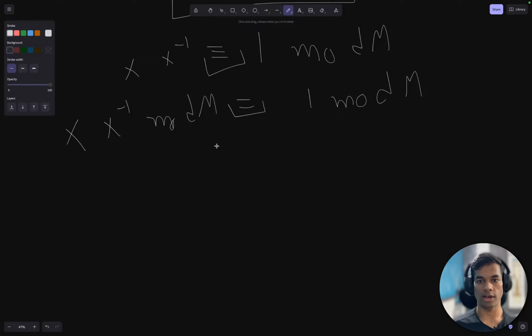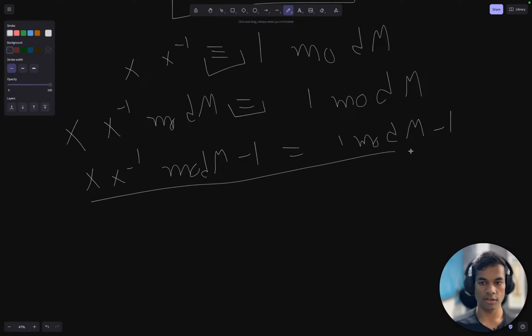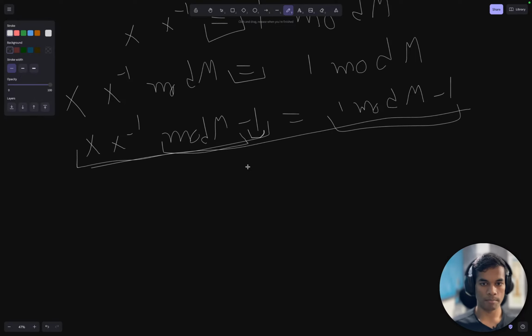Right now this equal is correct and we know how to handle equals, so let's subtract 1 from both sides of this equal sign. So x into x inverse mod m minus 1 equals 1. And yes, we are going to be very mathematical and very precise, rigorous with this. We know that we can do subtraction and multiplication or plus with modulus without any problem.